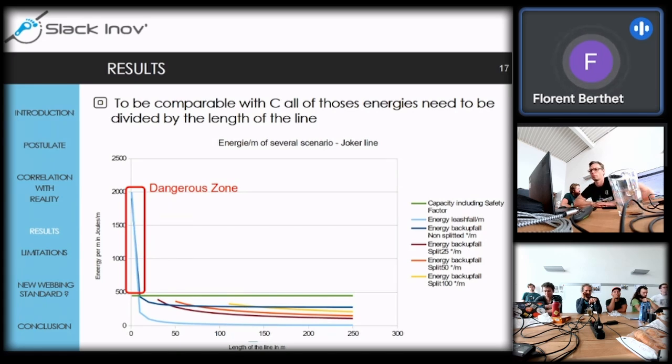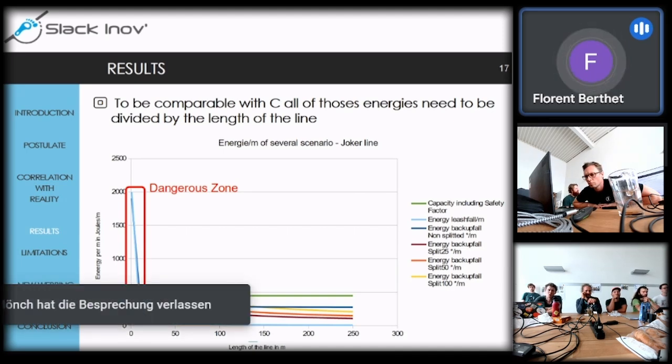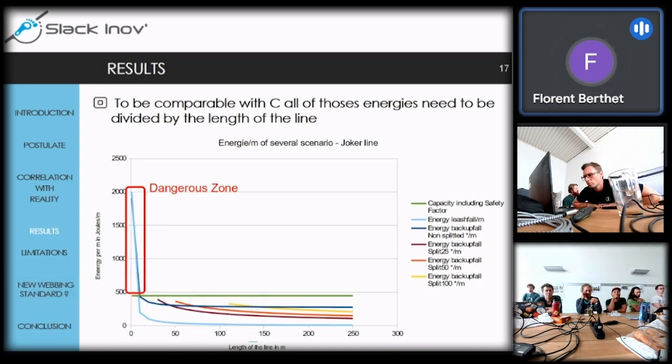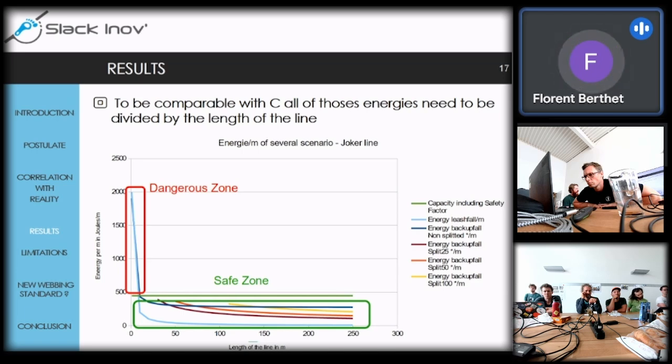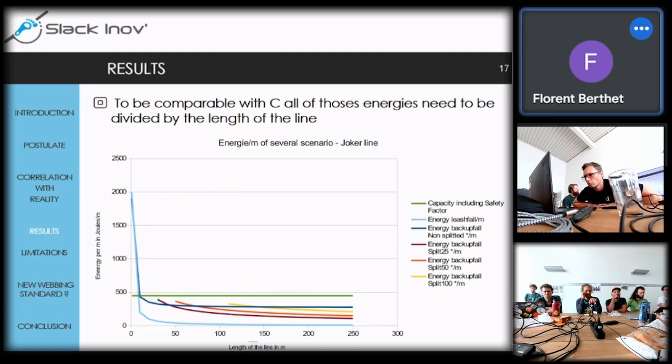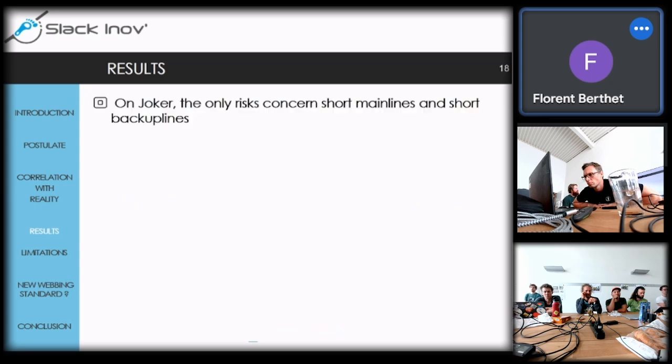If you understand the diagram well, you can understand that the dangerous zone is when the values are above the green curve, above the capacity of the webbing. So this is the dangerous zone, and in green, just below the capacity curve, you have the safe zone. On the Joker curves that you see, the only risk concerns the short main lines and the short backup lines. So it's the dangerous zone that I showed you.